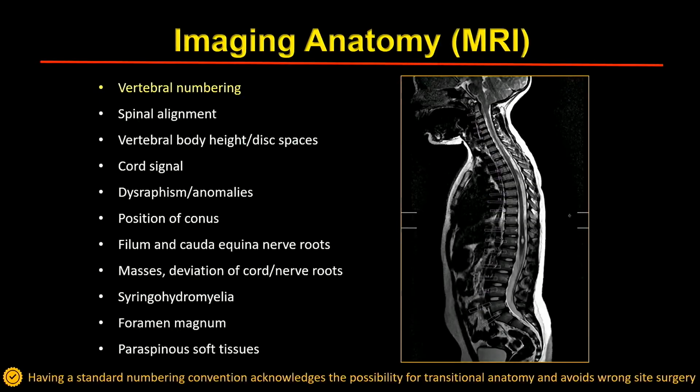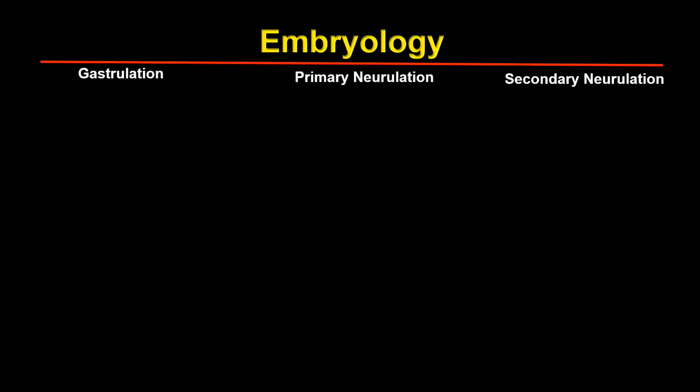I want to reemphasize the point again, which I said in my last slide. Whatever numbering convention you use, whether you call the transitional lumbosacral vertebra S1 or L6, or some people call it L5.5, have a standard convention, because having that standard convention acknowledges the possibility of transitional anatomy and avoids wrong side surgery.